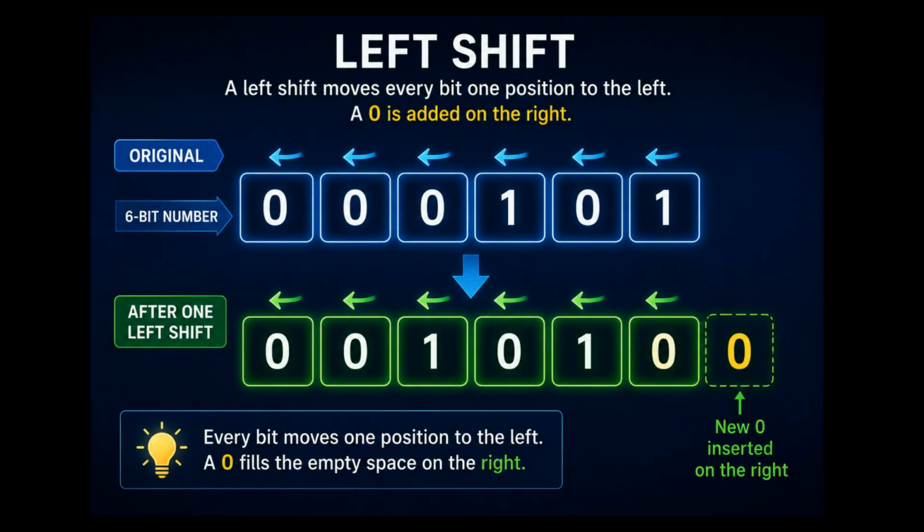A left shift moves every bit one position to the left. After all the bits move, a 0 is added to the empty position on the right. In this example, the binary number 000101 becomes 001010. Notice that every bit moves together. No bits are left behind. This simple operation makes the number twice as large, which is why a left shift multiplies the value by 2.